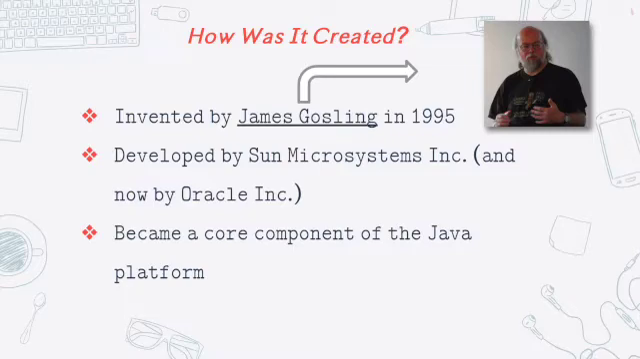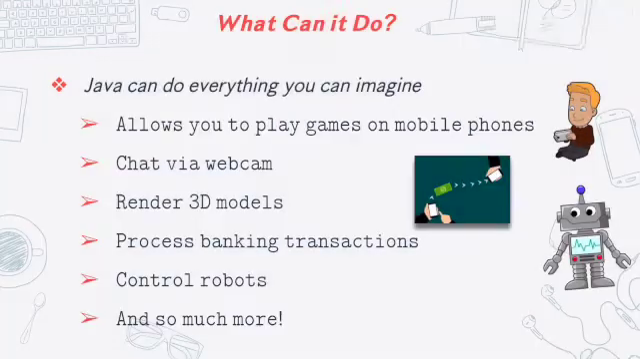As a few years went by, Sun Microsystems Inc. was bought by Oracle Inc. But what can Java do? Well, Java can do everything you can imagine. It allows you to play games on mobile phones, chat via webcam, render 3D models, process banking transactions, control robots, and so much more.